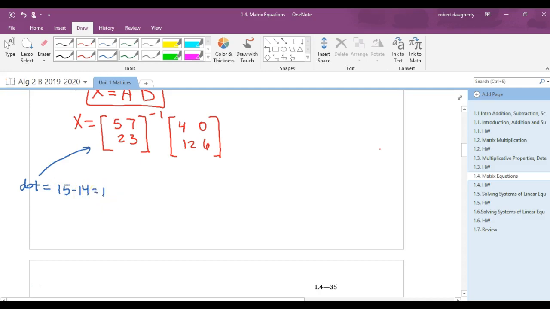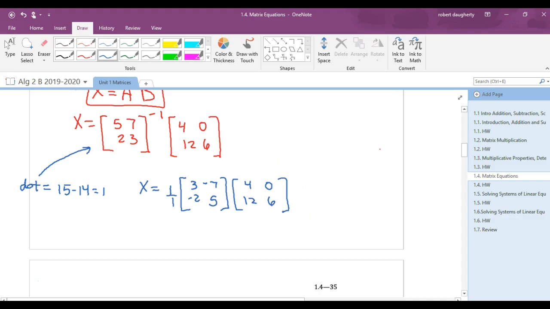Okay? So that means that x is equal to 1 over the determinant. That's 1 over 1. And then what do I do with this matrix? What happens to the 3 and the 5? They switch places. And then the 2 and the 7, they get negative signs. And then I copy down that matrix right there, 4, 0, 12, 6.